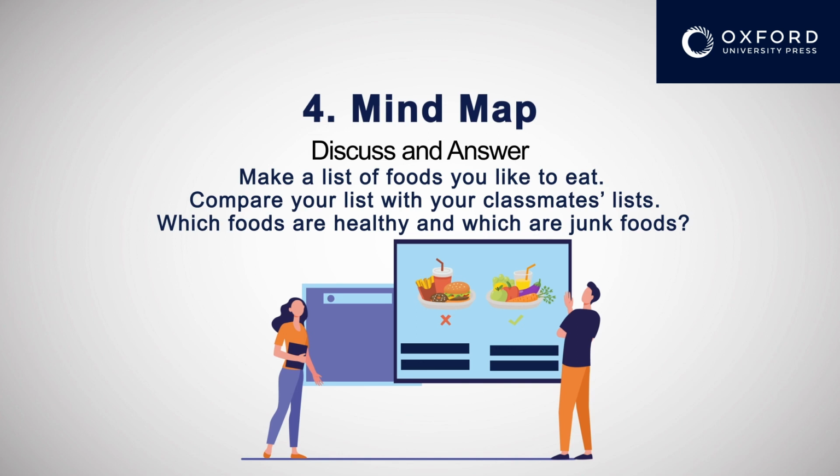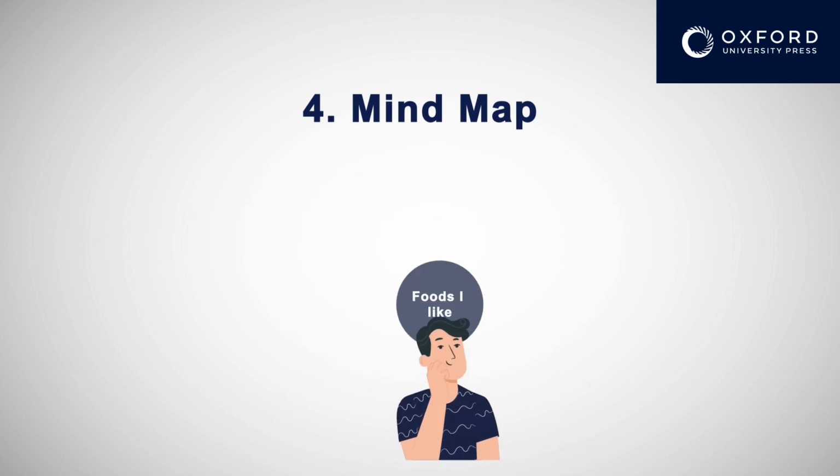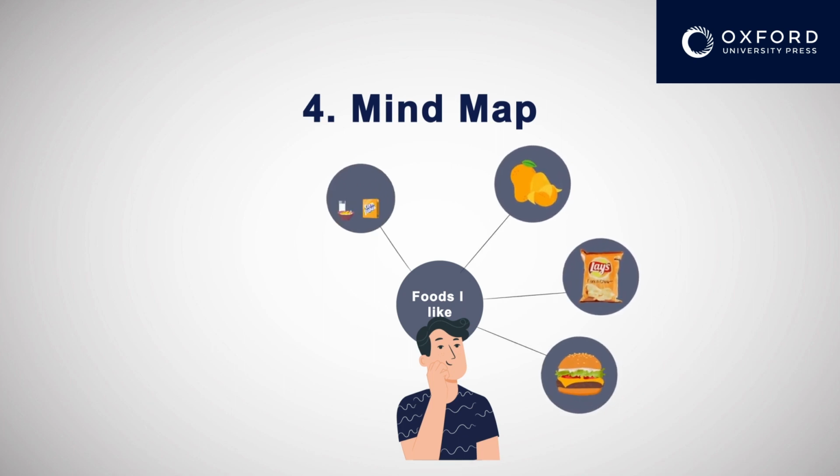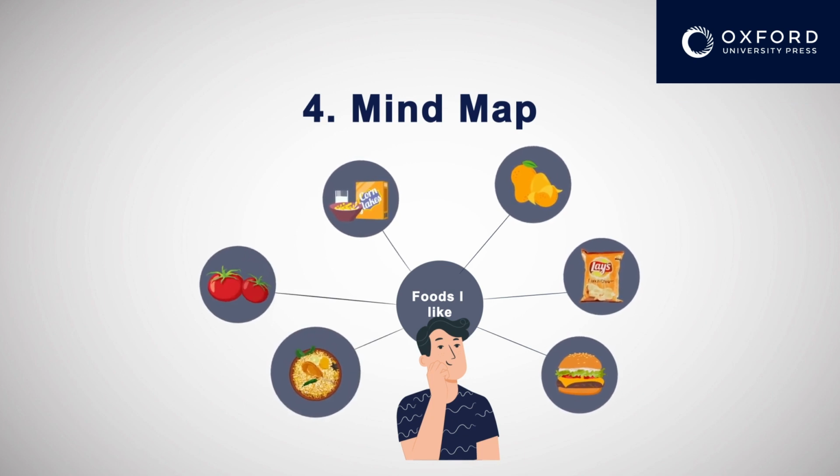The student writes down in the box in the middle of the mind map, foods I like, and then they write down the foods that they like in the boxes around the main box. Lay's, Frenchies, for example, mango, chicken burger, cornflakes and milk, biryani, tomato. And when they compare their mind map with their classmates, they can then color the junk foods in red and the healthy foods in green. Mind maps can also be used for brainstorming ideas, summarizing or revising concepts.